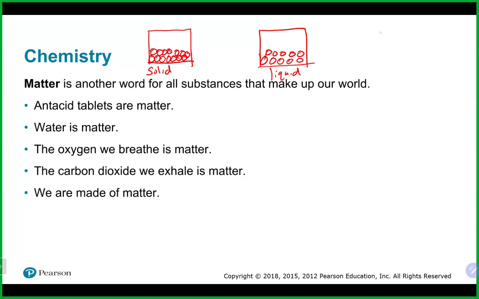And then we also have the gas state of matter. In the gas state of matter, everybody has completely broken apart from one another and they're flying around. They have a lot of energy at that point because they are constantly moving around. By the way, it takes a lot of energy for them to get away from each other to do that.